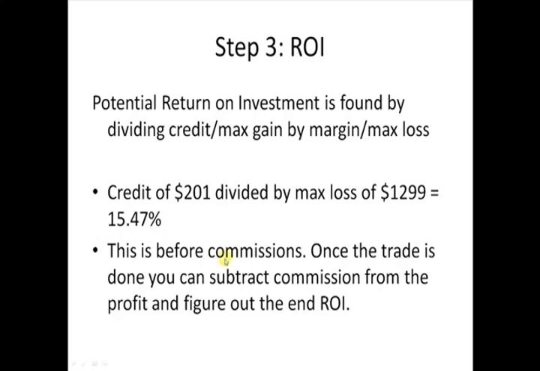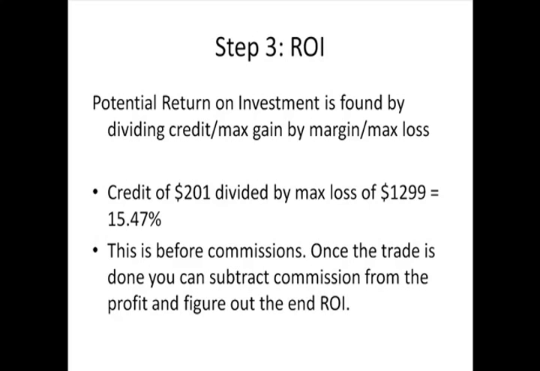Now keep in mind that this is before commissions. Once the trade is done, you can subtract the commissions from the profit and figure out the ROI. So I like to do the commissions at the end of the trade. I don't like to put them in the middle, because the commissions that he counted in were only for getting in. You might get out of the trade early if you don't let it go to expiration, and if you get out early, you might have commissions for that, as well as you might have to do some adjustments on the trade. And if you do adjustments on the trade, then that will change your maximum credit. It will also change your commission structure.